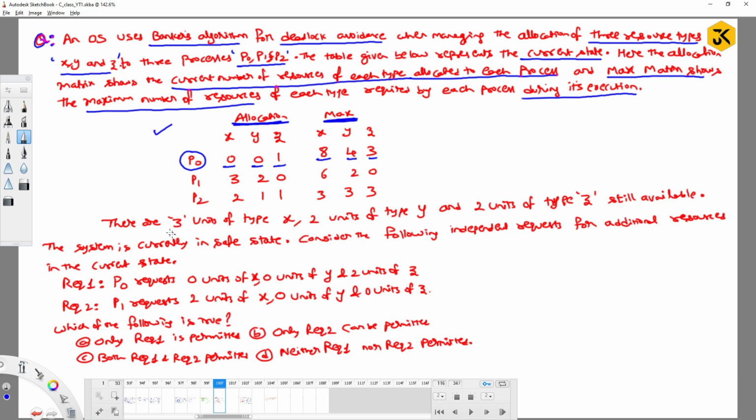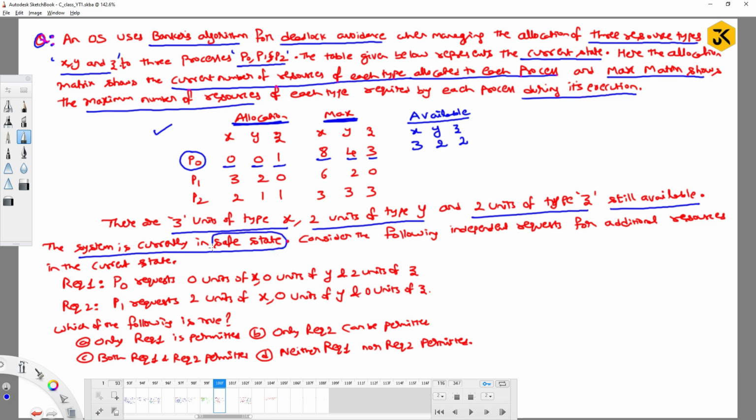Let's read the continuation. There are 3 units of type X, 2 units of type Y and 2 units of type Z still available. Means available resources in the operating system are 3, 2, 2 after allocating. Still available means after allocating, these are the available resources. The system is currently in a safe state.